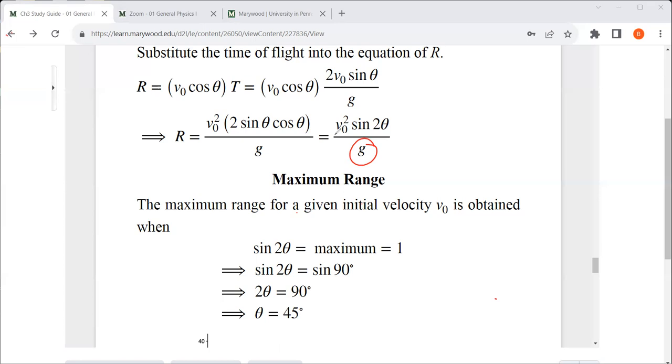We can do this mathematically or we can use the simulation. First let's try mathematically, and then I'm going to show the simulation to see whether it makes sense. This expression is maximum, if you don't change v0, when sine 2 theta is maximum, and the maximum value of the sine function is 1.